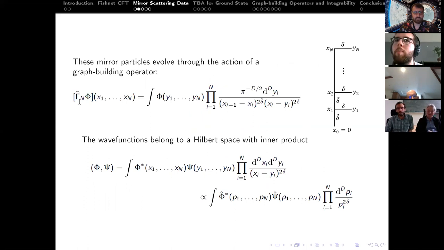N is the number of particles. It acts on wave functions phi, and its kernel is a sort of comb. All the horizontal lines have exponent delta, and all the vertical lines have exponent delta tilde. We are actually in the complementary series of the conformal group, so the inner product is not an L2 inner product on the space in which the functions live. You have this scalar inner product in which you take phi and psi at two different points and then join them with a propagator.